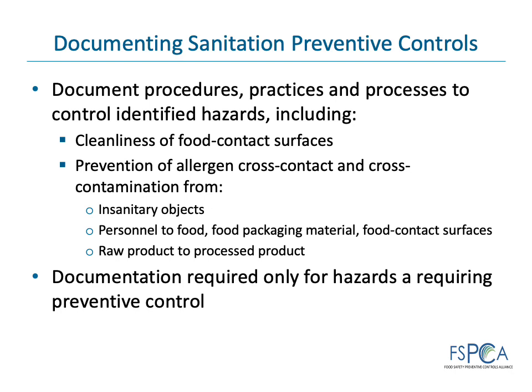Procedures to prevent cross-contamination from raw product to processed product are also included in the food safety plan, when appropriate as identified in the hazard analysis.